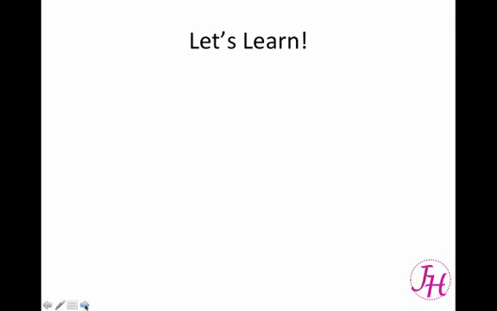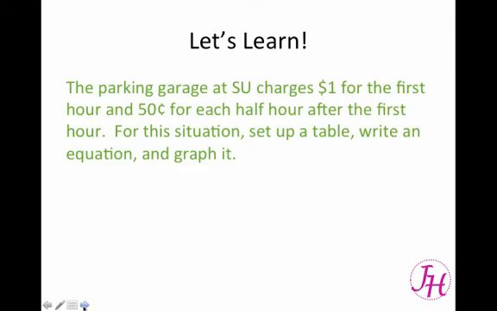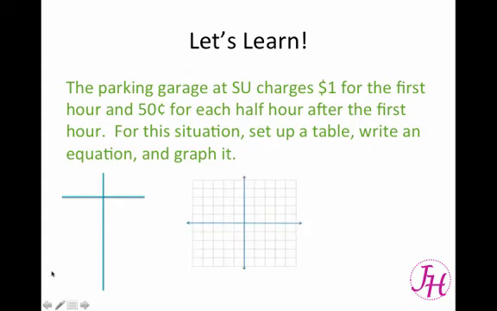So let's try a problem. The parking garage at SU charges $1 for the first hour and 50 cents for each half hour after the first hour. For this situation, set up a table, write an equation, and graph it. So here's our table, and here's our grid for when we need to graph. So let's pick up the pen.